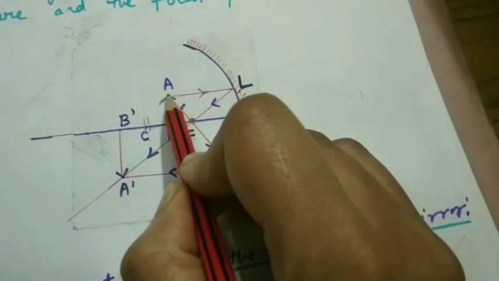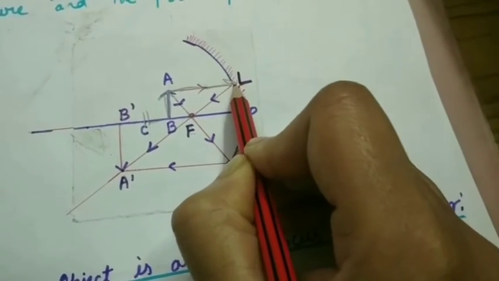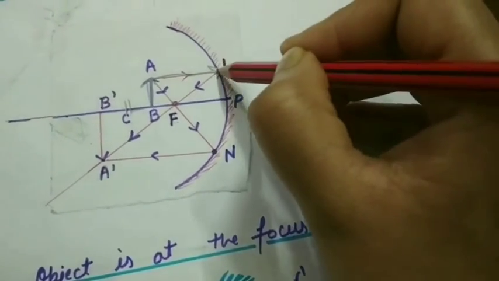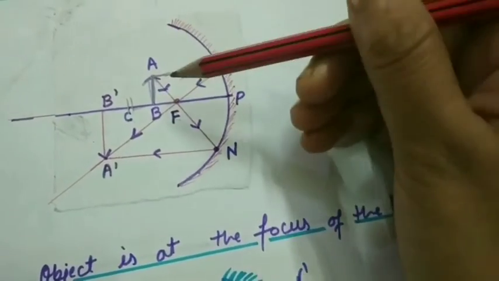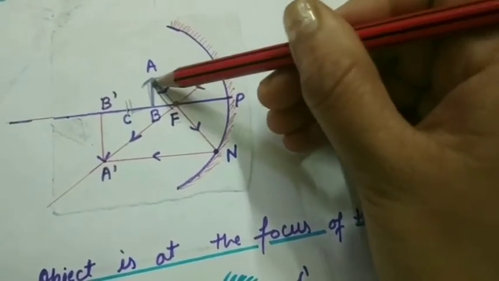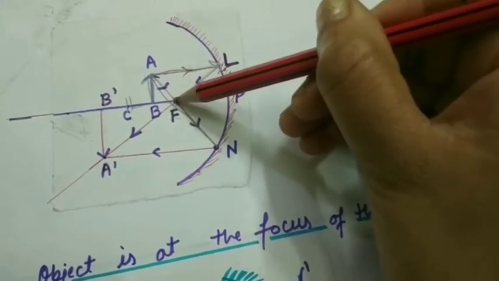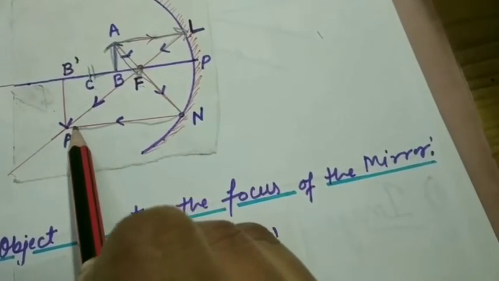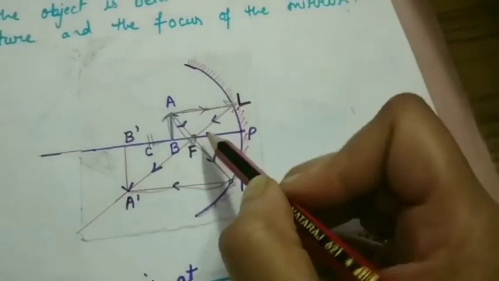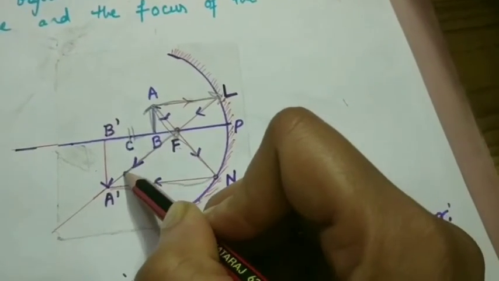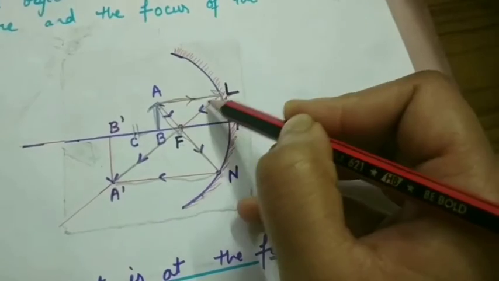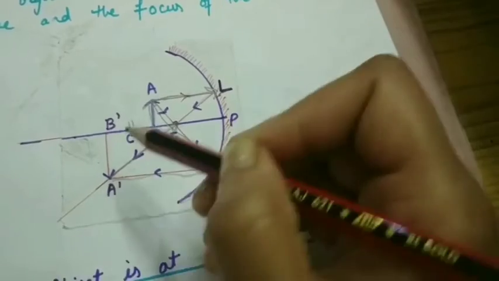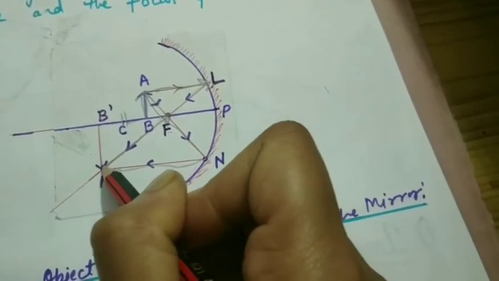Which incident rays will there be from here? AL, okay, one ray is AL, which is again parallel to the principal axis, so it will go through the focus after reflection. Which is the second ray? AN, which is going through the focus, and after reflection it will become parallel to the principal axis. Now the image formed here: you can see that both reflected rays intersect each other at this place, A dash.